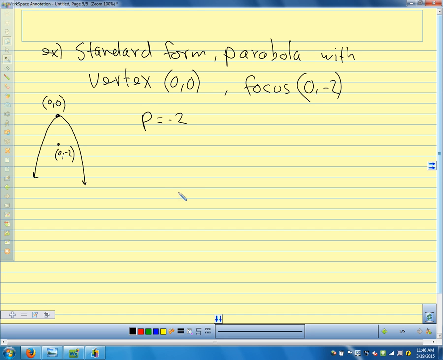Do we need anything else to write our equation? No. All we need is that p-value. Jack said we could find the directrix. The directrix would be 2 units up from the focus, so it would be the line y equals 2, if the problem asks us to find that. But all we need to do is write our equation. So we know that x is squared, equals 4 times -2y. So x squared equals -8y. And we were able to get that equation from the vertex and the focus. That's all we needed.